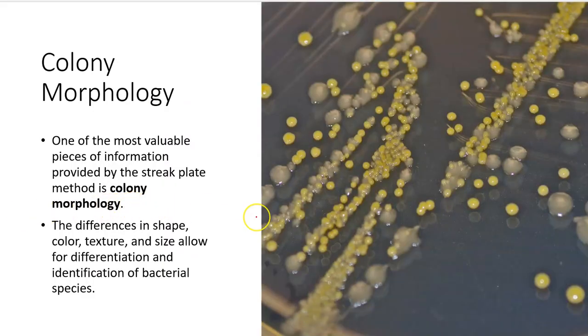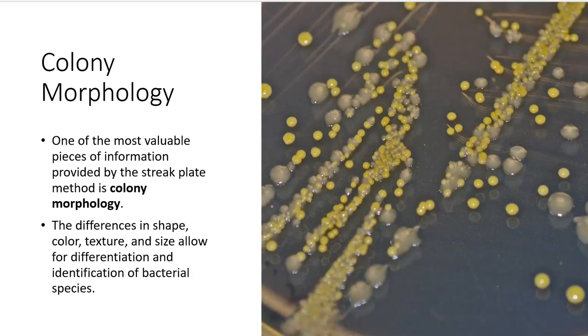So once we have those nice isolated colonies, we can actually use them to help us identify what type of bacteria we're looking at. It's not definitive. We definitely need to do more testing to confirm the bacteria, but it does give us kind of an idea of what we're looking at.